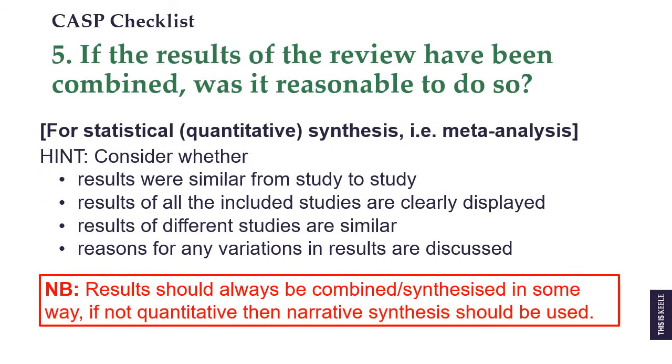So the other thing about the synthesis, particularly a meta-analysis, is considering whether the studies are similar enough. Is it reasonable to have combined the results? So there's statistical heterogeneity, as we call it, as well as differences in study characteristics, such as participants, interventions, and settings. So these need to be considered to see whether it's reasonable to combine the results.